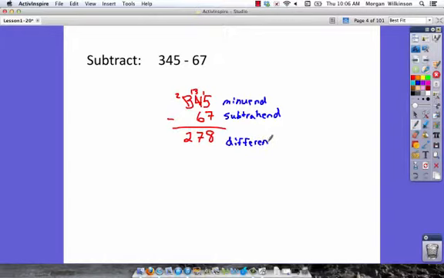So if you hear the word difference, you automatically know that we're talking about a subtraction problem. If you were to hear the word sum, you would know that we were talking about an addition problem. Make sure you've got this copied down into your notes.